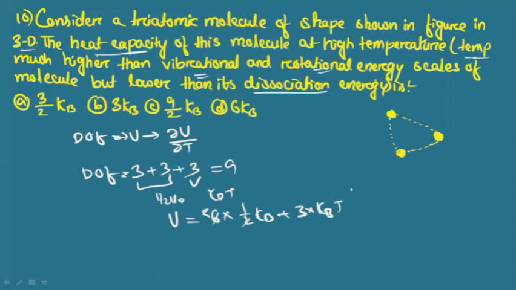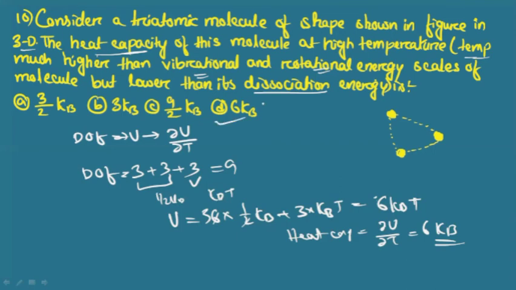So finally you get 3 plus 3, 6 kBT. This is the internal energy. Now the heat capacity is equal to del U by del T, right? So it is equal to 6 kB. So the correct option is option D.